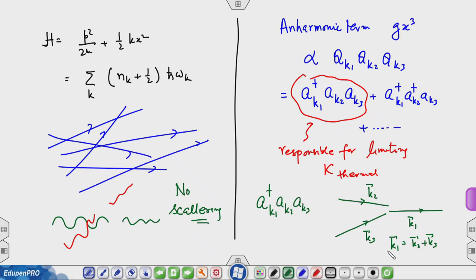Because we have seen in the previous lecture that crystal momentum of phonons is conserved. So, this is what is going to happen. Now, let us see what happens if we mix 2 small k's and 2 large k's.